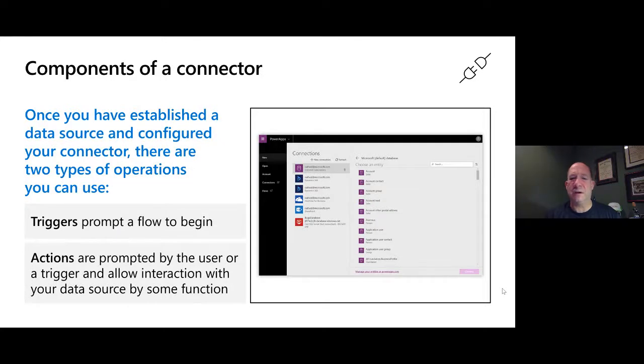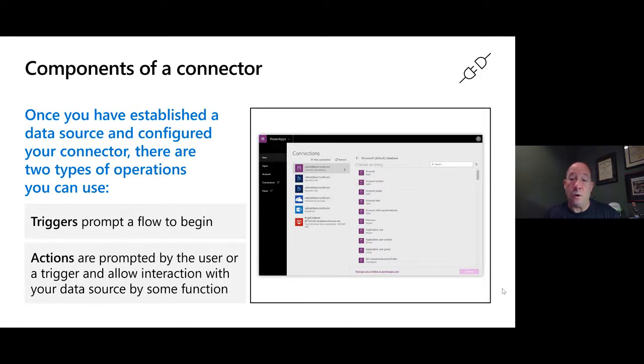And then the components of a connector, there's two main components. There's triggers and actions. Triggers are only used by Power Automate and prompt a Power Automate flow to begin. Triggers can be time based, such that a flow could begin at a specific time of the day. So say you need to transfer data from one system to another system daily. You can set up a Power Automate flow, and the trigger for that data flow from one data system to another data system is a specific time of the day.